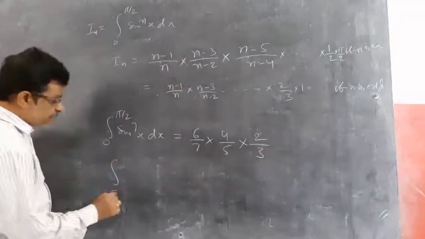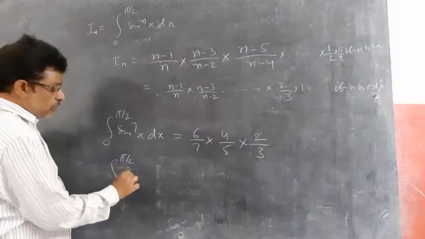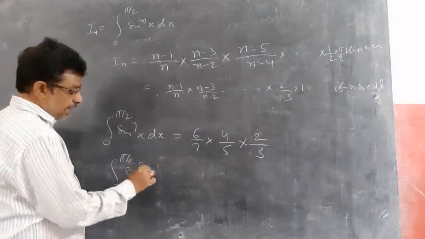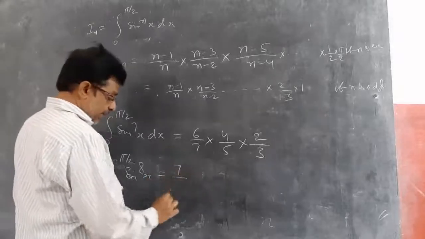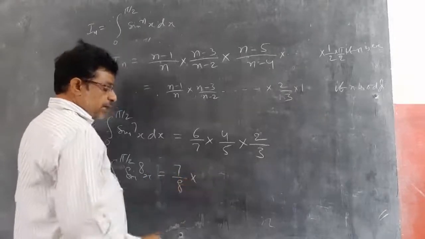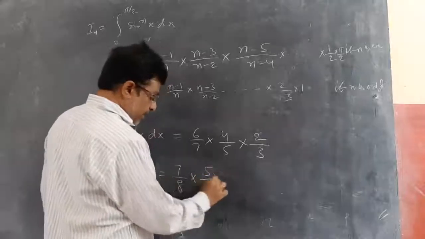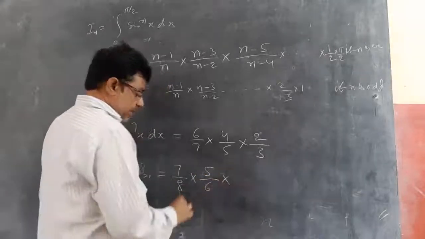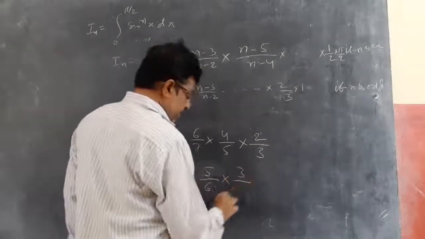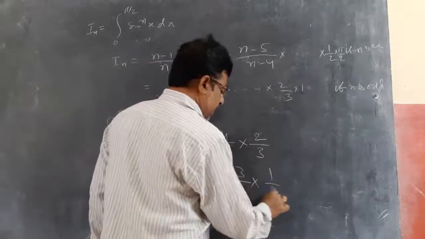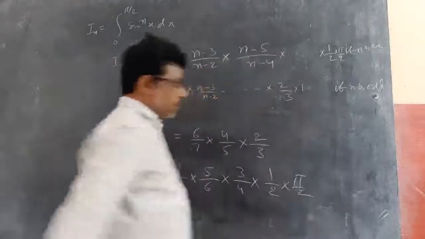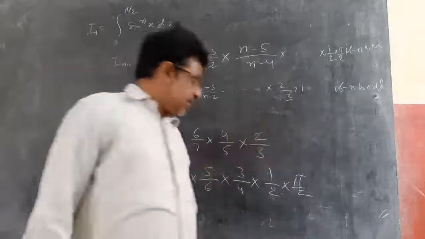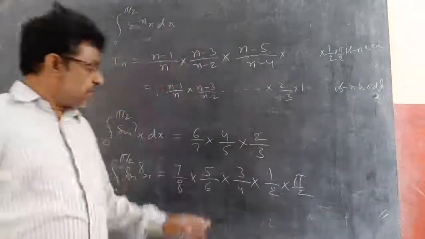Like if the same sum is given like this, 0 to pi by 2 sin power 8x, then what do you do? 8 minus 1, 7 by 8 into 2 subtraction, so 5 by 6 into 2 subtraction, 3 by 4. 2 subtraction, always you will get 1 by 2. Whenever you get 1 by 2, keep pi by 2. Whenever you get 2 by 3, leave it like that. Whenever you get 1 by 2, keep pi by 2. That is the answer.